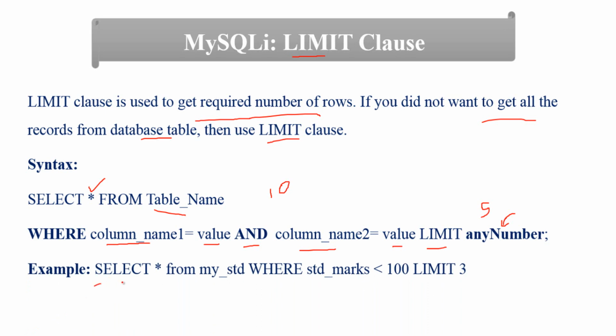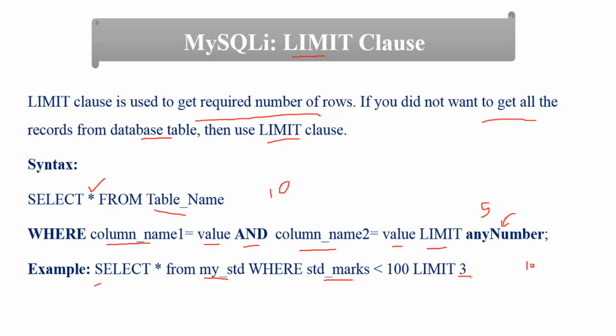So for example, select all from MySQLi, where MySQLi is a table name, where student marks should be less than 100, limit 3. Limit 3 means you will get only 3 records. So there are a number of students, for example 10 students whose marks are less than 100, but I do not want to get all the records, I need only 3 records. That is why I will use the limit clause, and 3 records will be displayed to the user.